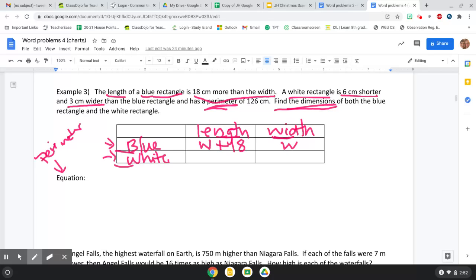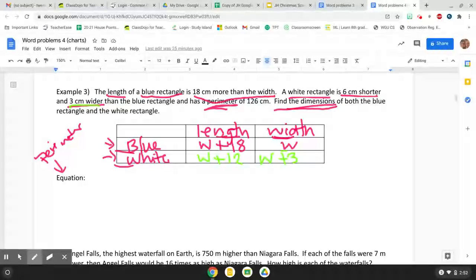Now that I have the blue filled out, I can go to the white. It says the white rectangle is 6 centimeters shorter. Well, that's talking about length. So the white rectangle is going to be 6 shorter than W plus 18. So if I do 6 less than that, that's going to be W plus, 18 minus 6 is going to be 12. That's where that 6 less than came in. And then I still have 3 centimeters wider. So if it's wider, it's plus 3. I'm taking the width of the blue and adding 3 to it because it's 3 centimeters wider.